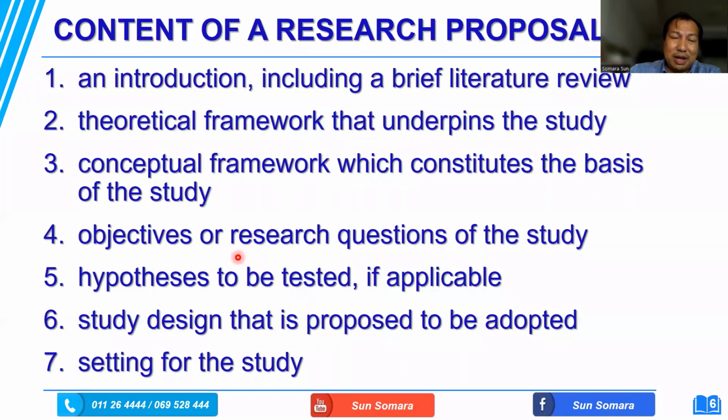Number 4, we'll talk about the aim or research question of the study. Some research has both an aim and a research question, but some has only a research question, not a research aim. Both of them can reflect one another somehow. This one is in a positive sentence, this one is in question form, but it is really only one thing.